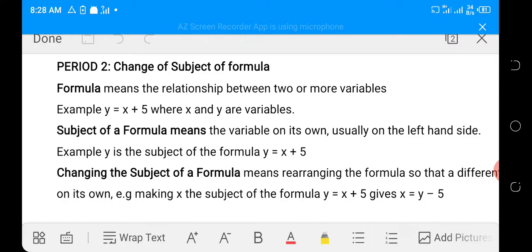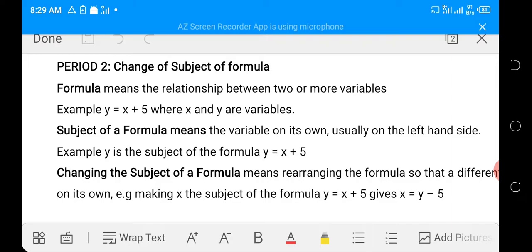I'm welcoming you to period 2 of our e-learning class for this week, mathematics class. In the last period, we started the topic, formulae, substitution and change of subject. We were able to look at formulae and substitution in the last period. For this period, we are going to look at change of subject of formula.